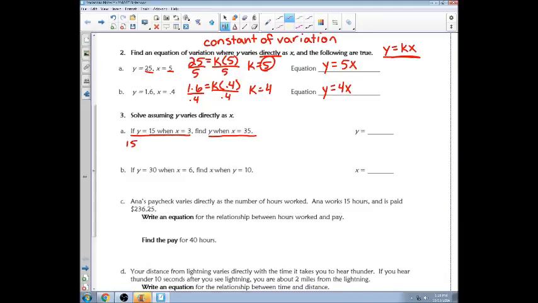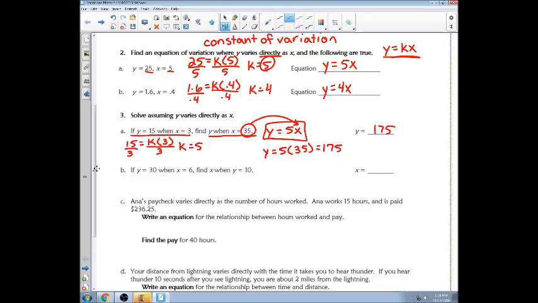So I'm going to go ahead and put 15 in for y. I'm going to put 3 in for x and keep my k value. You divide by 3 on both sides, so k would equal 5. Now I can write my equation of direct variation, which would be y equals 5x. Using this new equation, I can put 35 in for x. So y would equal 5 times 35, which would equal 175. So y equals 175. Okay?